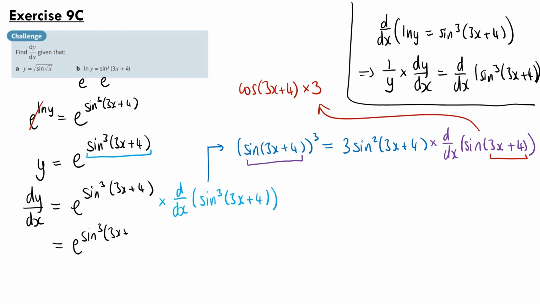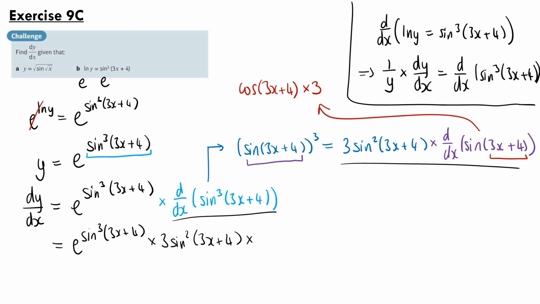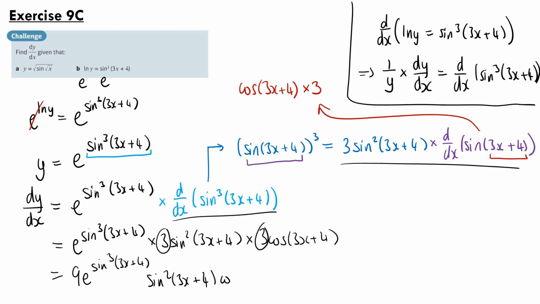And again, writing all this out, we're going to have e to the power of sine cubed of 3x plus 4. Then we're going to multiply by the derivative of sine cubed of 3x plus 4, which was this here, so the 3 sine squared of 3x plus 4. And then we're going to multiply by, once again, the derivative of sine of 3x plus 4, which was 3 cos of 3x plus 4. And now we could do a little bit of simplifying with the constants again here and here. So we're going to have 9e to the power of sine cubed 3x plus 4, sine squared 3x plus 4, cos of 3x plus 4.